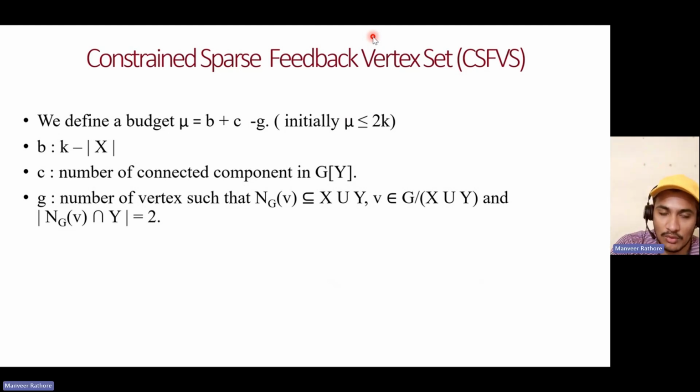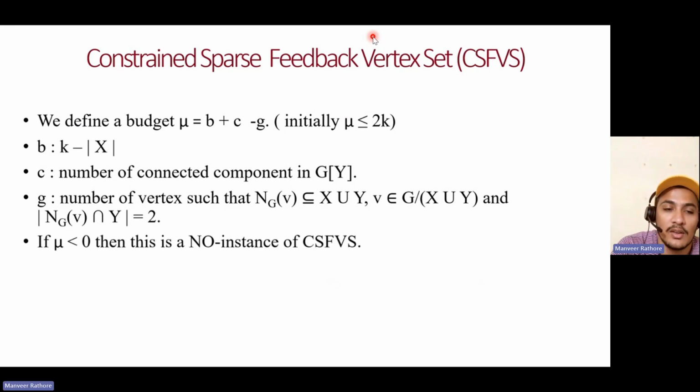So now either that vertex will go in the solution, meaning it goes in X, which will reduce b by 1, or it will go in Y and reduce the number of components by 1, so reducing c by 1. So when b plus c becomes 0, if there is still g left, then we know that it is a no instance. So if mu is less than 0, then this is a no instance of CSFVS, because each vertex of g will either reduce b by 1 or reduce c by 1. And since g is greater than b plus c, even when b plus c becomes 0, there will still be g left.